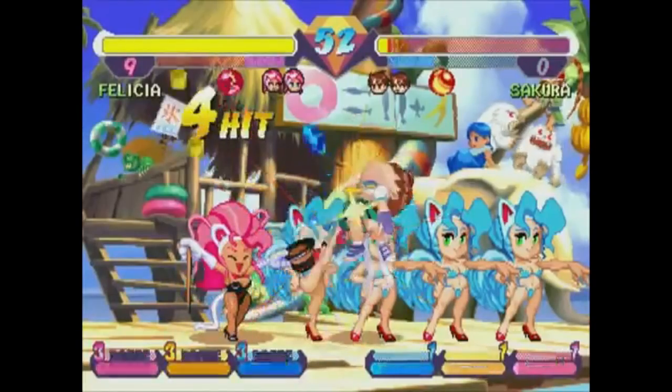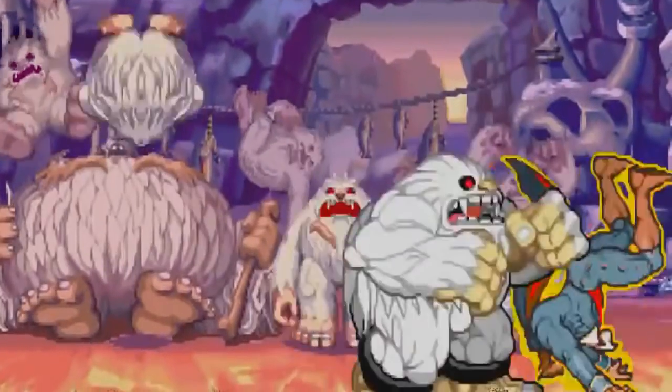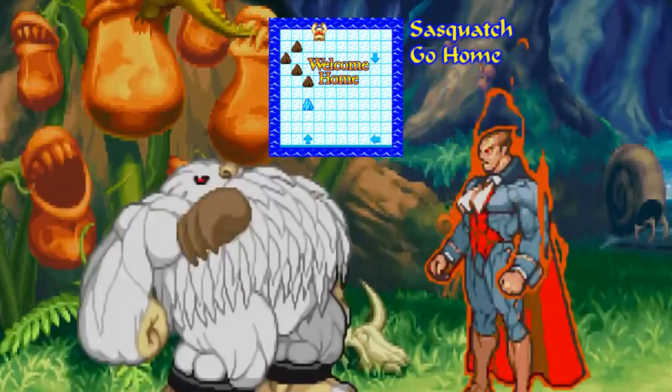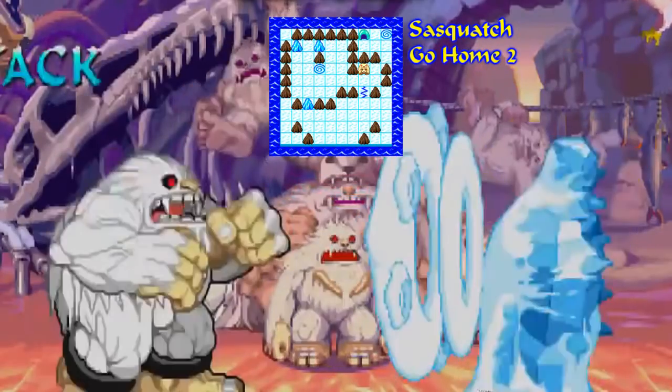Sasquatch has appeared in every Darkstalkers game, with the exception of Vampire Savior 2, and even starred in 2 games released by Capcom for mobile phones, named Sasquatch Go Home and its sequel Sasquatch Go Home 2.